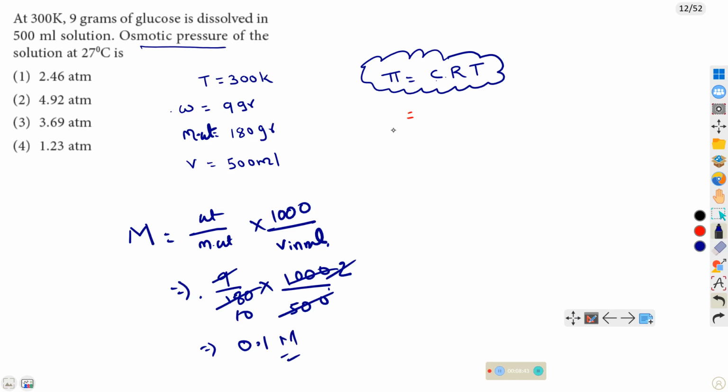Now molarity we know. What is the molarity? 0.1 molar. R value taken in terms of liter atmosphere, 0.0821 into 300. Simplify, then you will get 2.463 atmosphere.